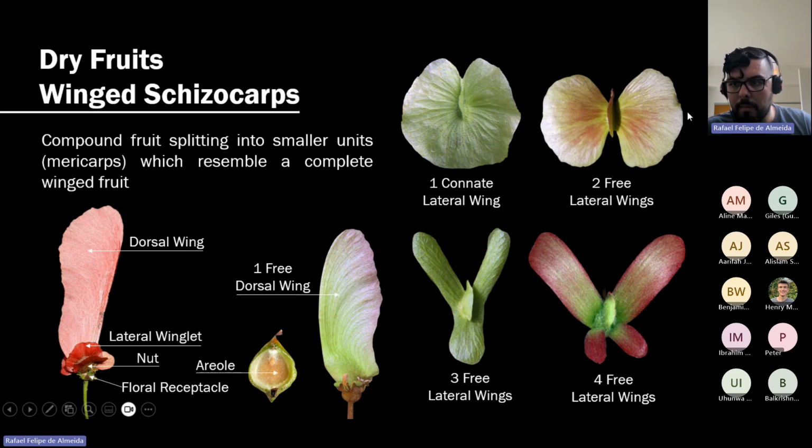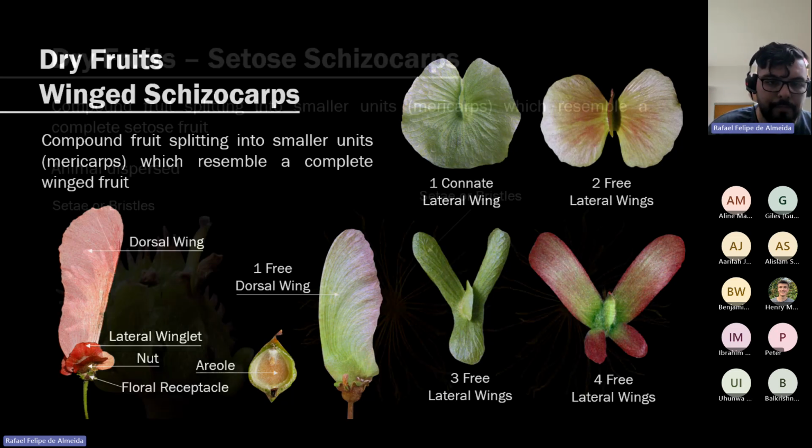So it makes a butterfly-shaped fruit, as it's often called in the literature, or the Y-shaped fruits, which shows three free lateral wings, which in my opinion is only a variation of this one, the X type of fruit, which has four free lateral wings. And the only difference here is that the lower lateral wings seem to be connate here, giving this Y shape for the fruit.